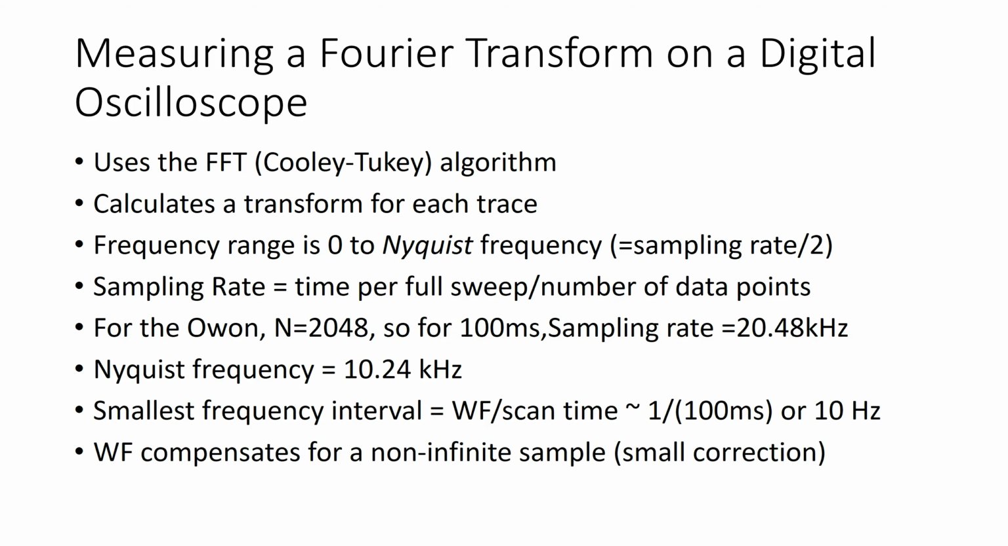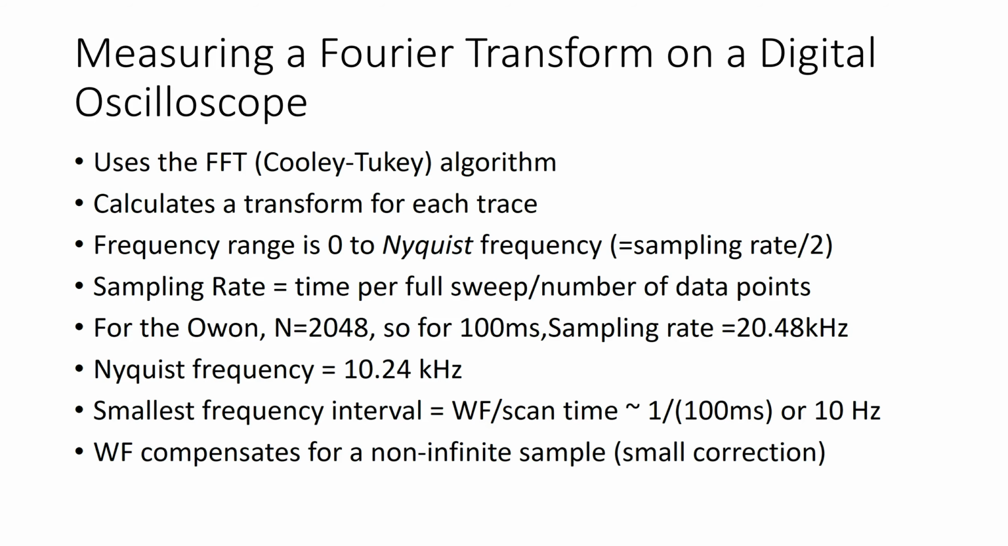So we want to measure the Fourier transform of a square wave using our O1 digital oscilloscope. Happily, because it is a digital oscilloscope, even although it's a cheap little oscilloscope, it has built into it an algorithm for calculating the Fourier transform of a given trace of data across the screen instantaneously, pretty much. This is called the Cooley-Tukey algorithm, the fast Fourier transform.